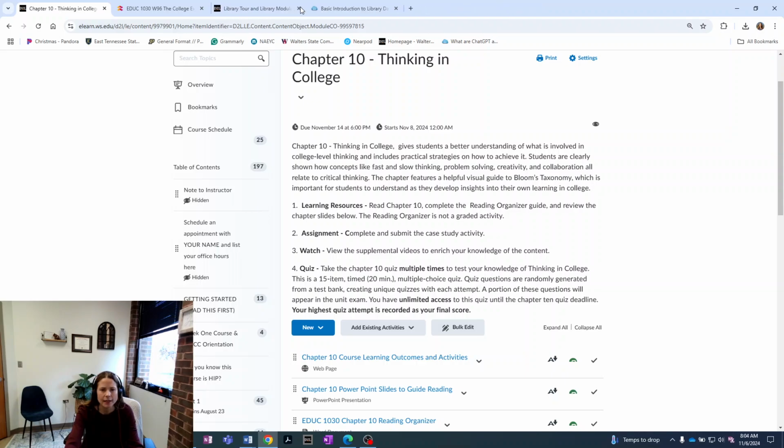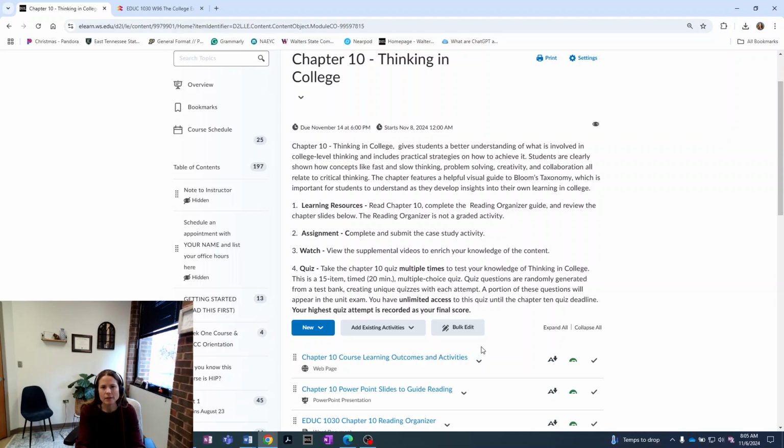With Chapter 10, we're going to take it a step further. In Chapter 9, we learned what information literacy was, about how you evaluate resources, but now we're going to look at what thinking in college is. What does that look like? Where are those deep connections, right? So we have to learn concepts, right? This is really going to help give you a visual into thinking critically.